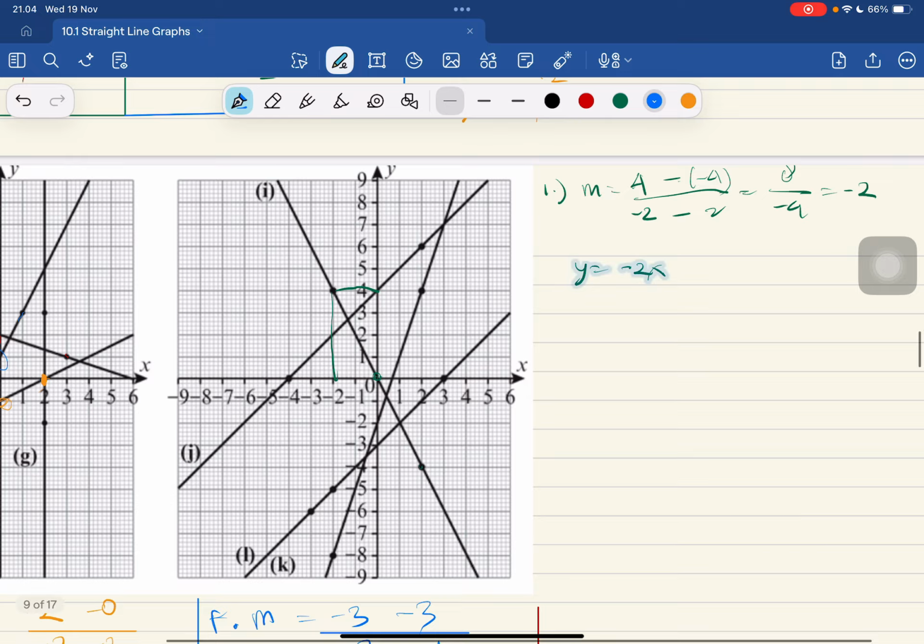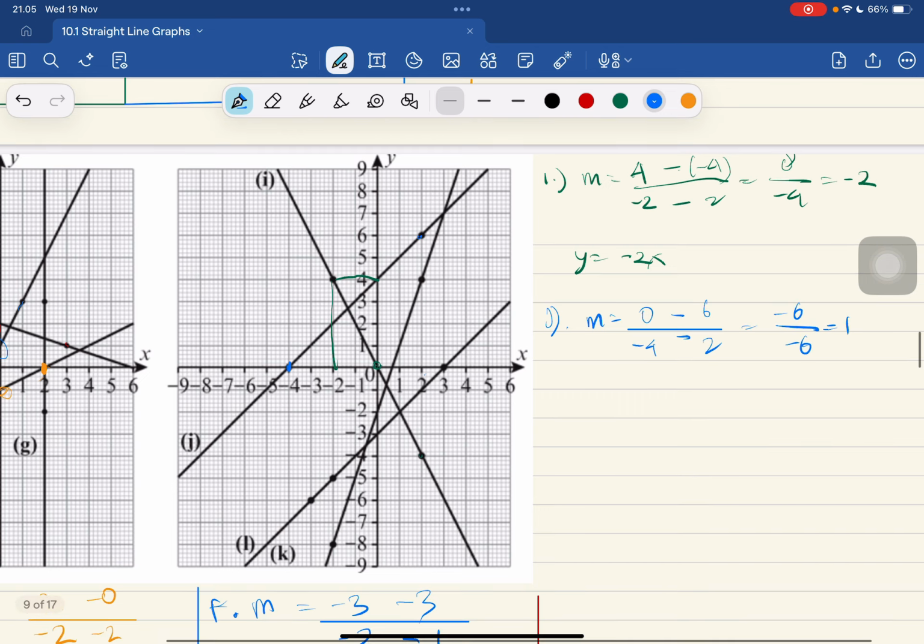Next question, I. Find the gradient. So let us use this point, when y equal to 0 and x equal to -4, and another point, we can use here 6 and 2. So -6 divided by -6 equal to 1. So the gradient is 1. So just write it x plus... y-intercept is here 4. So plus 4.